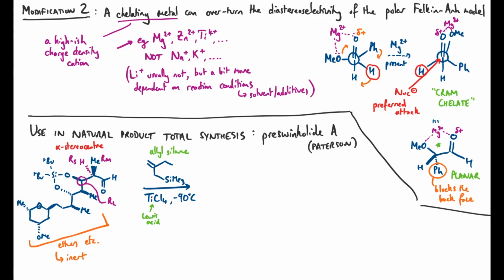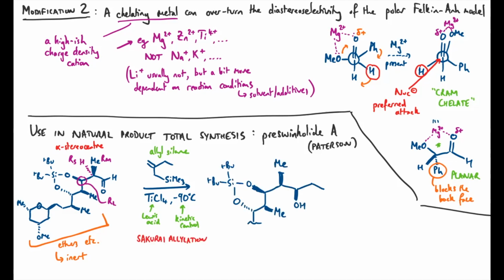We can note that at -90 degrees, we're definitely under kinetic control. And when we do this nucleophilic attack, we'll be forming a new carbon-carbon bond, so it's not a reversible step. For reference, this is known as a Sakurai allylation. And this is the product that we're going to form. I've just truncated off some of the rest of the molecule down the bottom here.